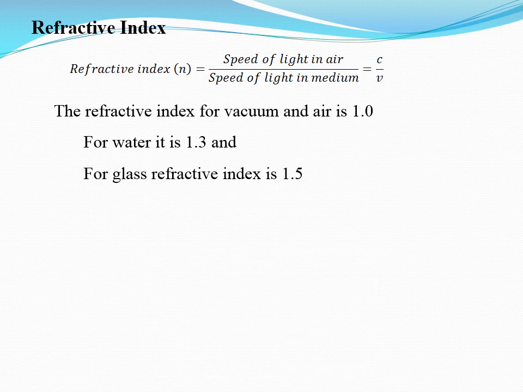And we have a definition to be discussed: refractive index. Refractive index is denoted as small n, and it is described as the ratio of the speed of light in air to the speed of light in the medium. The speed of light in air, or vacuum, is 3 into 10 power 8 meters per second, and the speed of light in a particular medium differs from medium to medium. The refractive index for vacuum and air is 1. For water it is 1.3, and for glass it is 1.5.